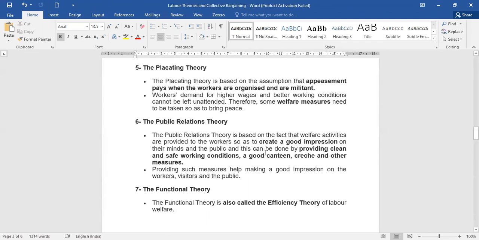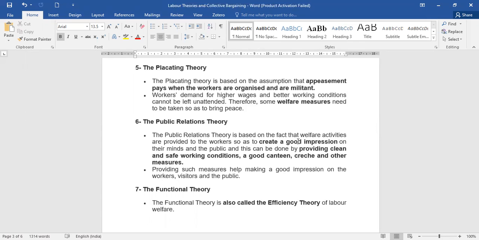Then we have the next, the public relation theory. The public relation theory is based on welfare activities provided to the workers so as to create a good impression, you can say a public figure. It is like providing good working conditions, a good canteen. Such measures can create a good image, goodwill or fame for an organization, not only among the employees, but also among the people outside the organization as well as the visitors.